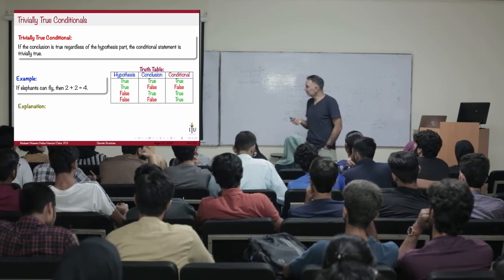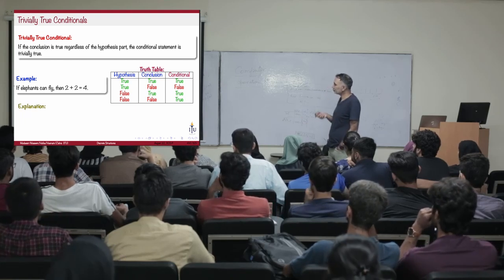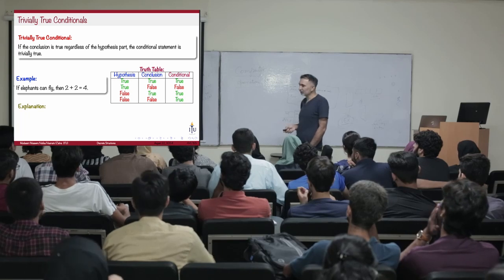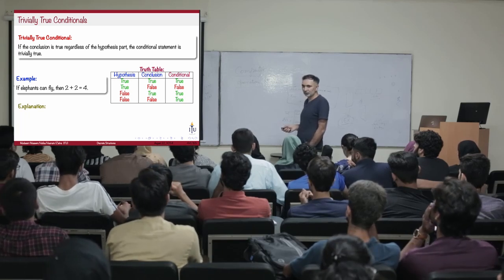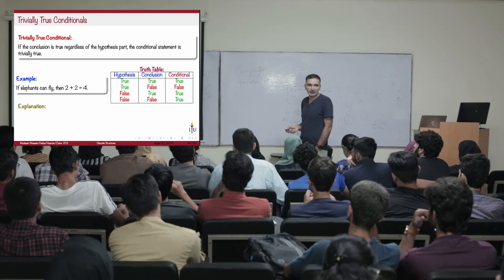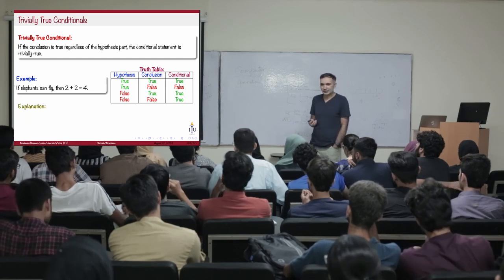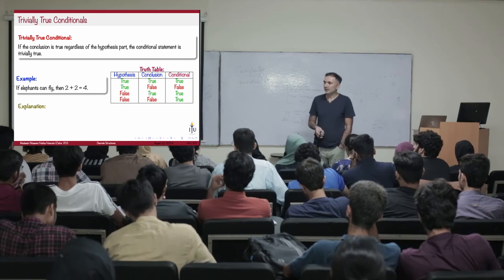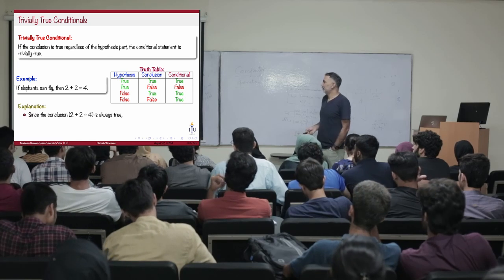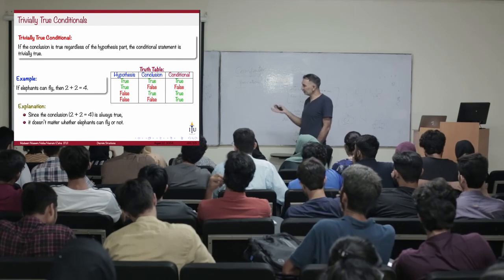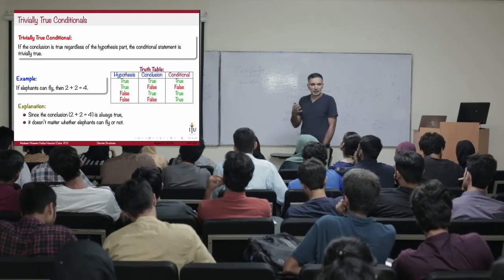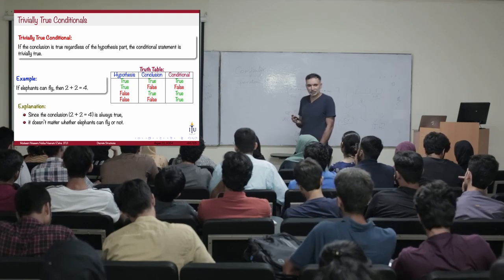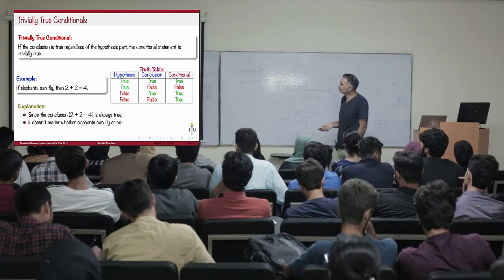There is a similar statement to make. Here's an example. It says that if elephants can fly, then 2 plus 2 is 4. Since 2 plus 2 is always 4, I don't need to worry about whether elephants can fly or not. I would say the statement is always true. This conditional is never false. Since the conclusion holds, I don't need to worry about the premise. इसलिए हम इसको कहते हैं कि this conditional is trivially true.